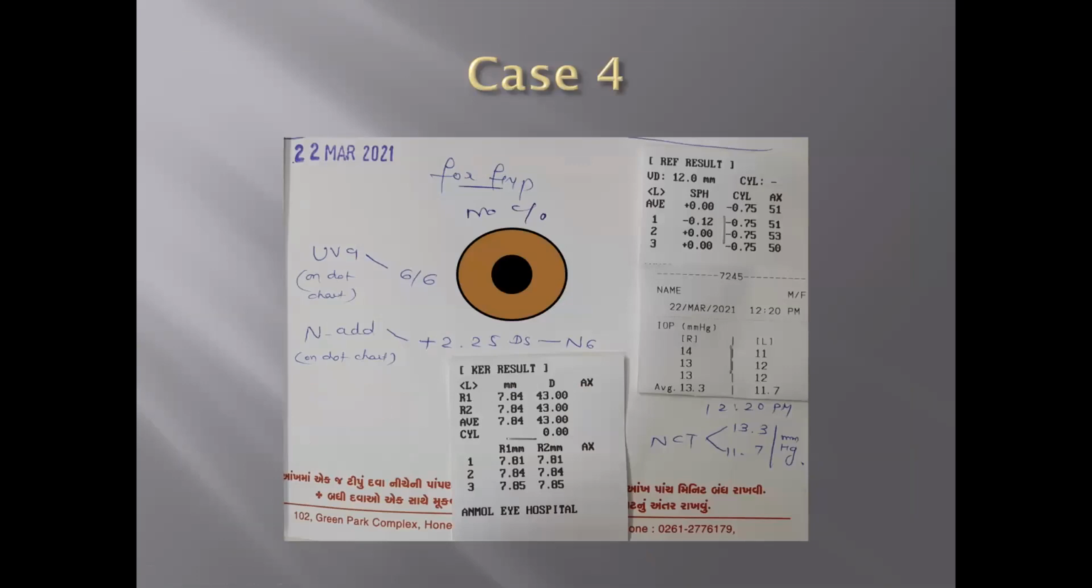The patient is having unaided visual acuity of 6.6, with no complaints. On autoref, there is a 0.75 cylinder at 50 degree. The patient has no cylinder on keratometry. The near addition is plus 2.25 diopter spherical and gives N6. His intraocular pressure is 11.7 in the left eye, which is operated.